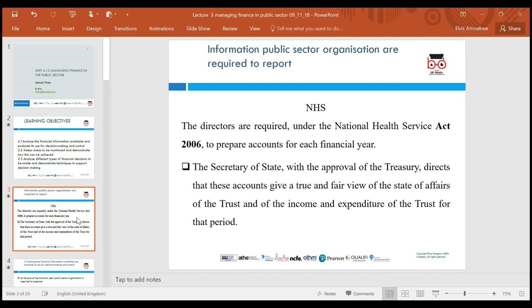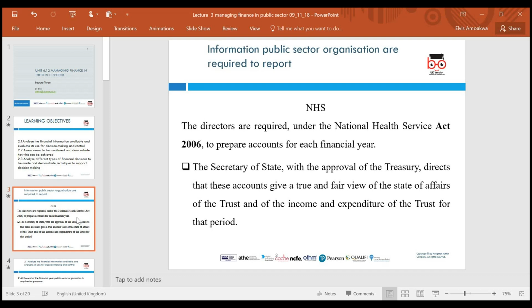Right, with the NHS Act of 2006, all NHS organizations, be it a foundation trust or GP surgery, whatever it is, are required to prepare financial accounts every year. The Secretary of State has to give approval and make sure that all the accounts give a true and fair view of the state of affairs of the trust, showing all income and expenditure for the trust. And these are often in the public domain.